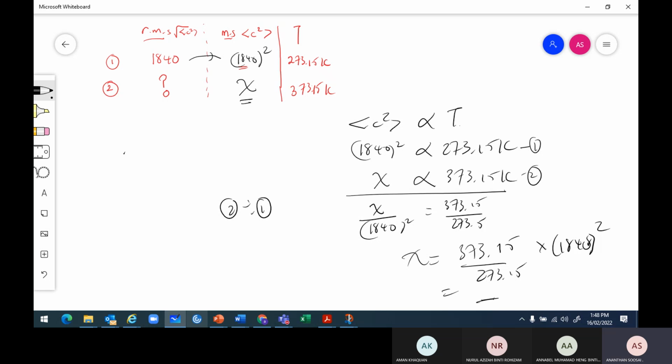This is a very common question. They will purposely give the root mean square speed for one temperature, and for a different temperature they will ask for the root mean square speed. But the playmaker is the mean square speed, which is proportional to temperature. You need to get the mean square speed first, then only you can find the root mean square. Try to get this idea properly. So the root mean square speed equals the root of x, whatever x you got. That's the answer, in meters per second.